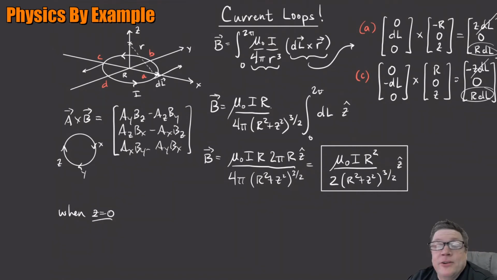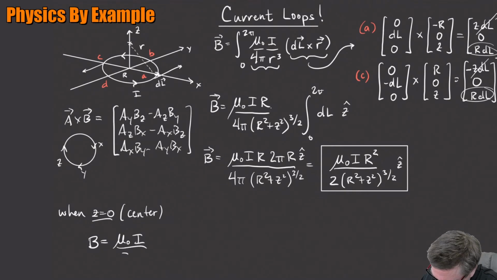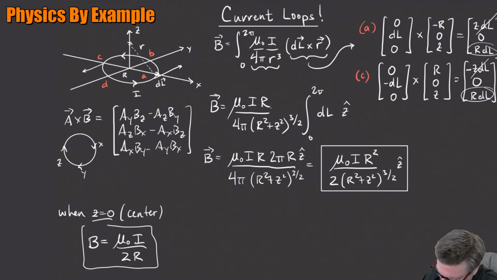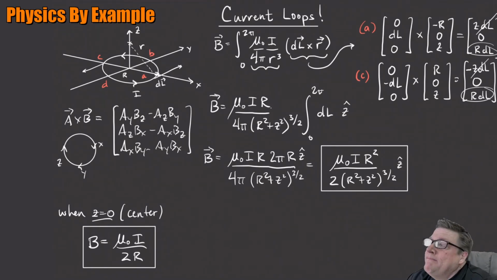what happens when Z is 0? I mean, this should work for any Z you want. So when Z is 0, in other words, at the center of the circle, what do we have? When Z is 0, that's just going to be R squared to the 3/2. So that's r cubed. Well, I got an r squared in the numerator, so the magnitude is just going to be mu naught I over 2r. Look at that. That becomes really easy. So at the center of a loop of current, there's the magnetic field magnitude.